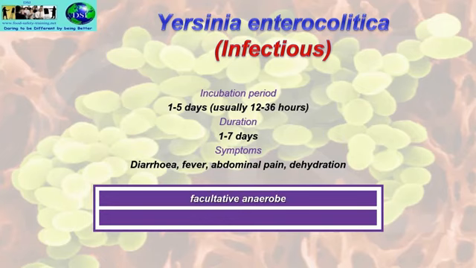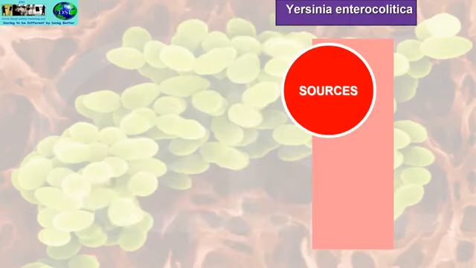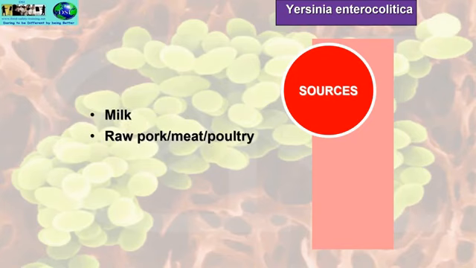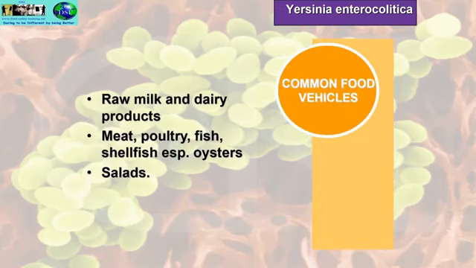Again, it's a facultative anaerobe, can do with or without oxygen. Growth range is 0 to 44 degrees C, so quite a long growth range. The optimum is 28 to 30 degrees C, so just under human body temperature. But it's not common in the UK. Sources include milk, raw pork, meat and poultry, and shellfish and fish. Common food vehicles: raw milk and dairy products, meat, poultry, fish, shellfish, especially oysters, and salads.